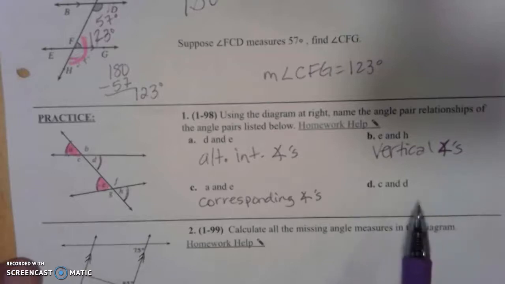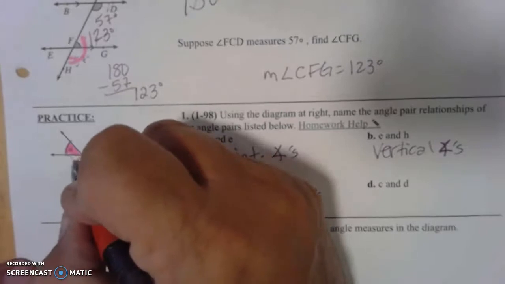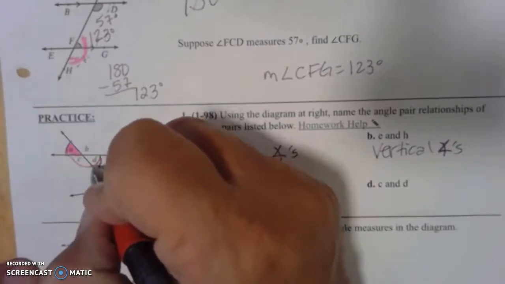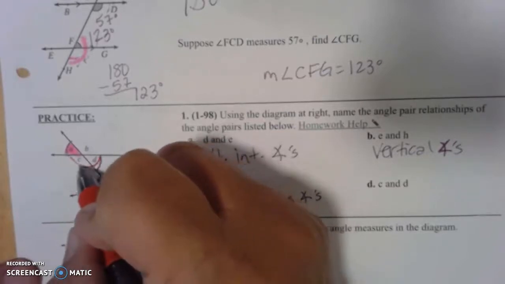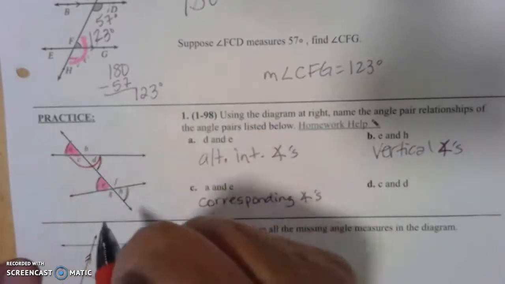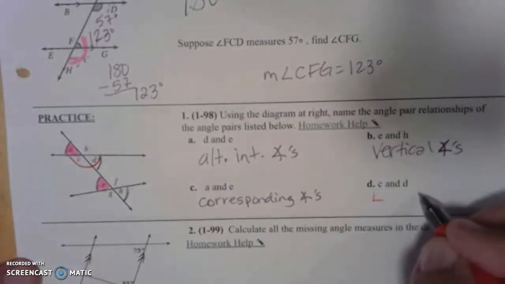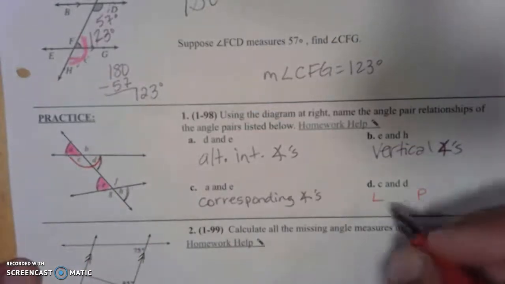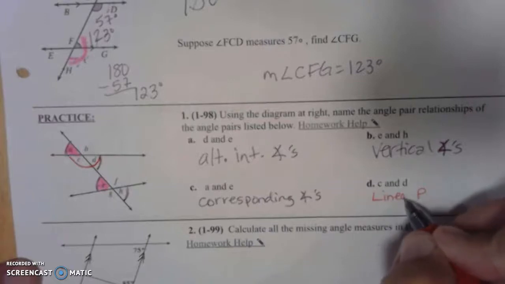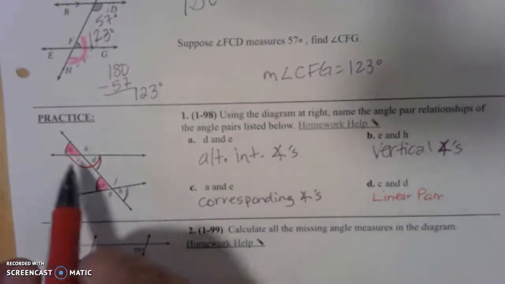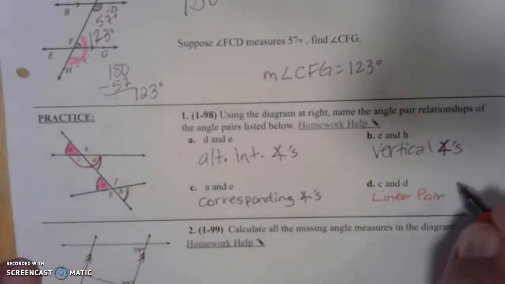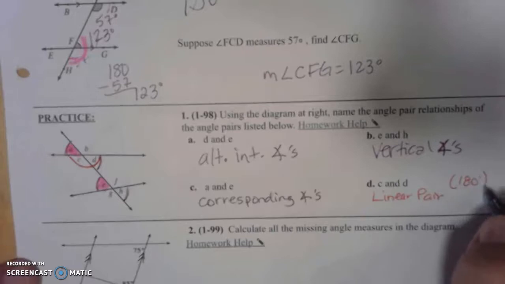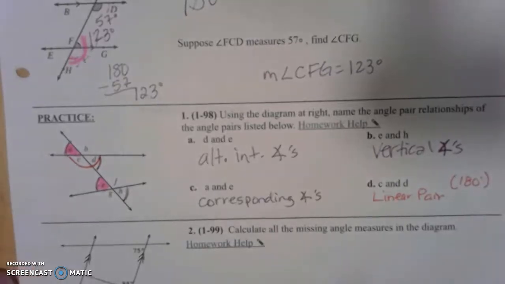Okay, let's look at C and D. C and D are right here. I could see just by making my little arc marks or my little angle notation that I made an upside down rainbow. Rainbows, remember, happen in lovely places. So this is an example of a linear pair, and they make a straight line. That rainbow lands on a straight line, so they are 180 degrees. I'm just making a little note that linear pair is 180 degrees.